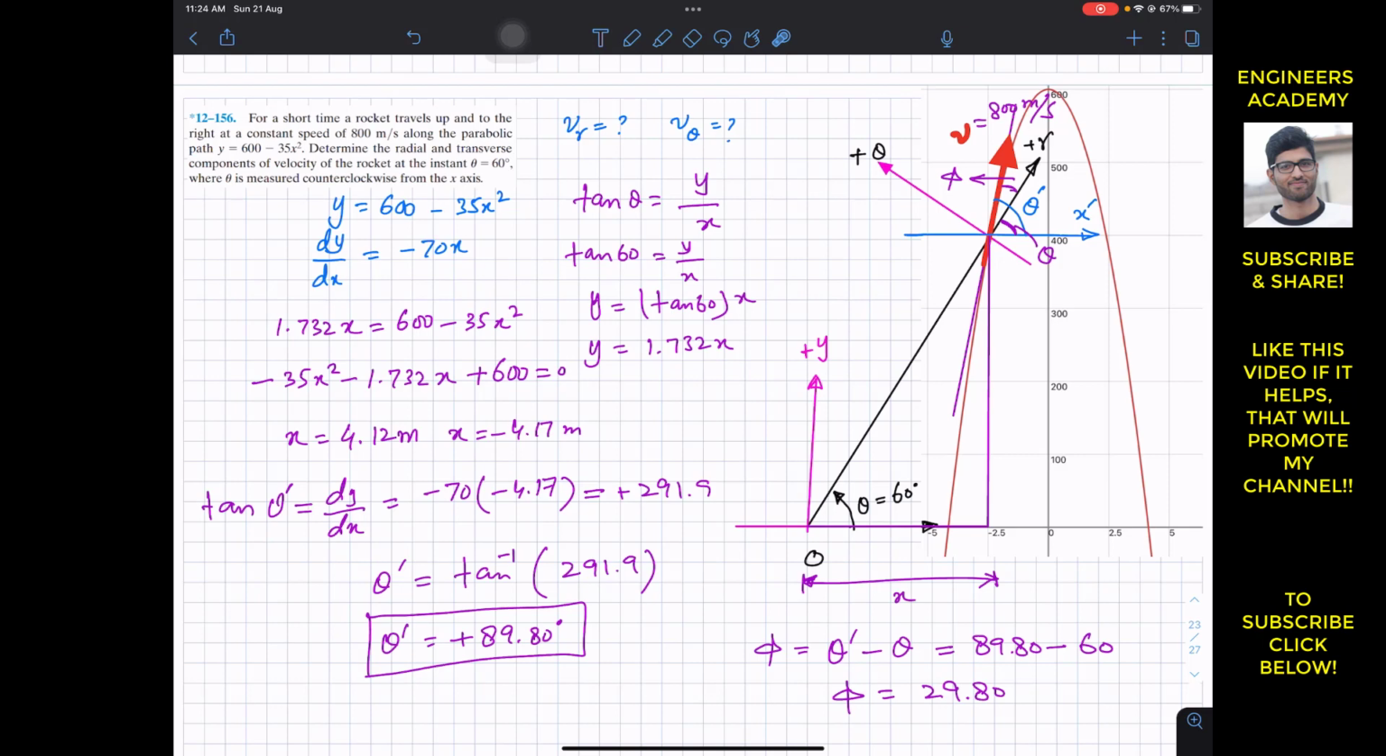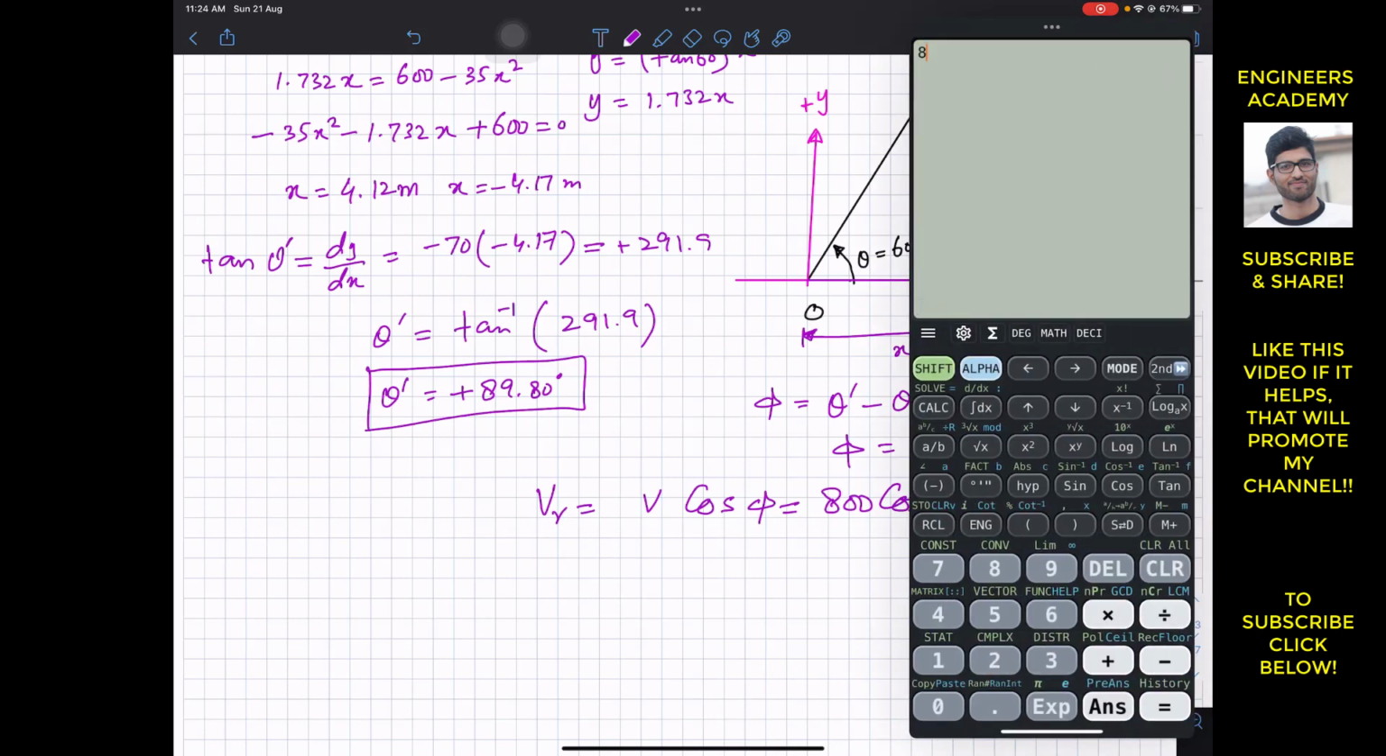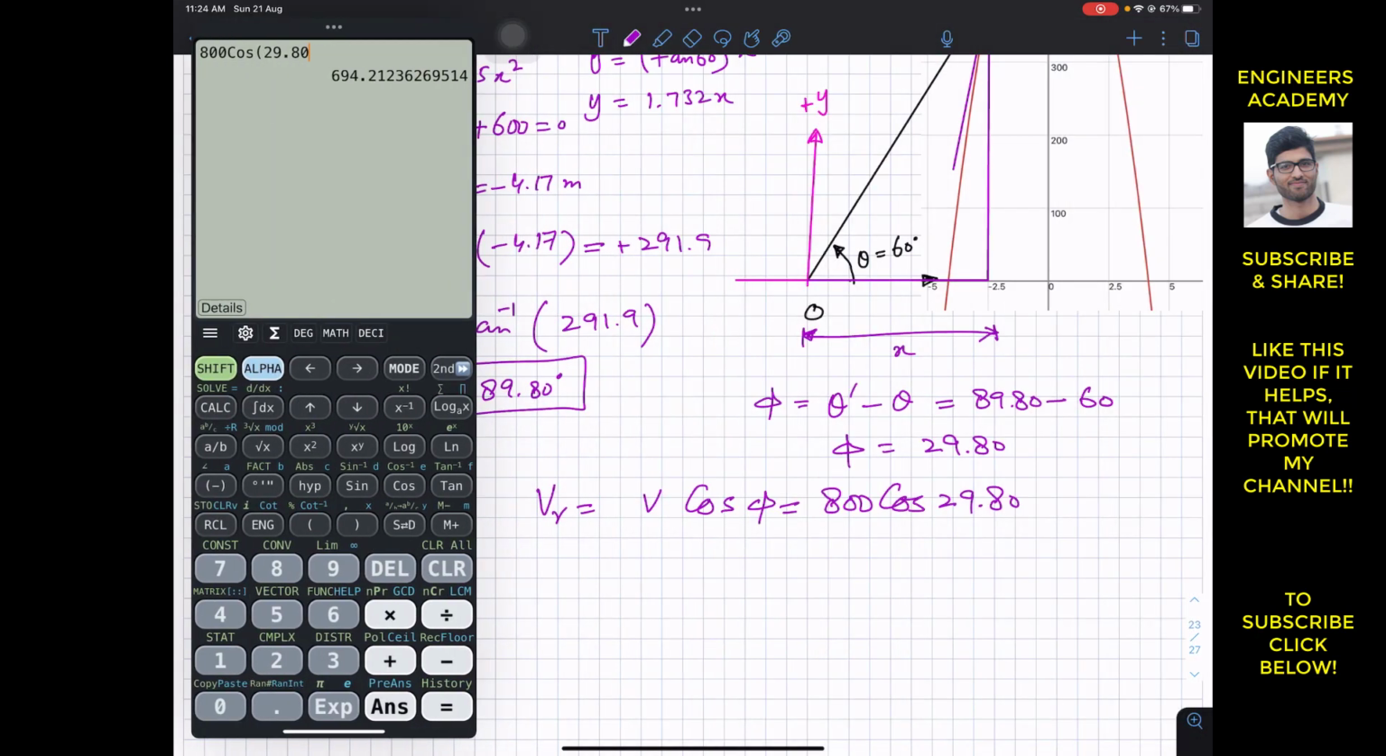Once we know the angle of the velocity with the radial axis, we can resolve it into its components. So it will have one component along the radial axis, and one component along the theta axis. This one will be V R, this one will be V theta. And since the angle is made with the radial axis, V R will be the cos component. So V R is equal to V cos phi, and V is given, this is 800 cos of 29.80. This gives us 694.